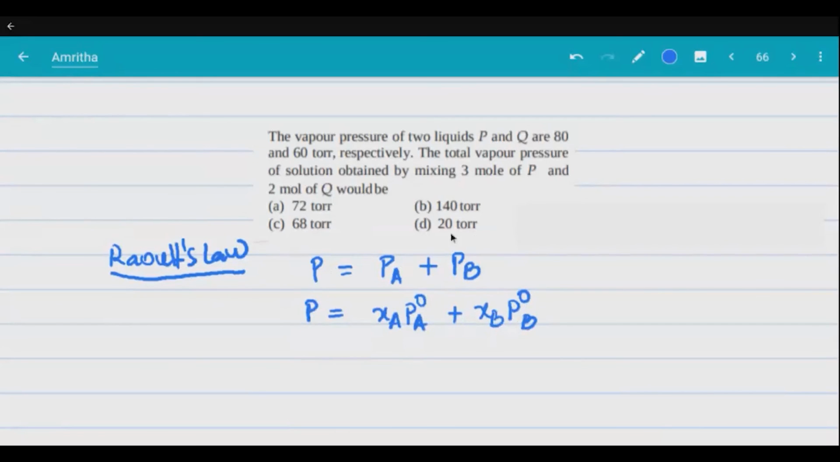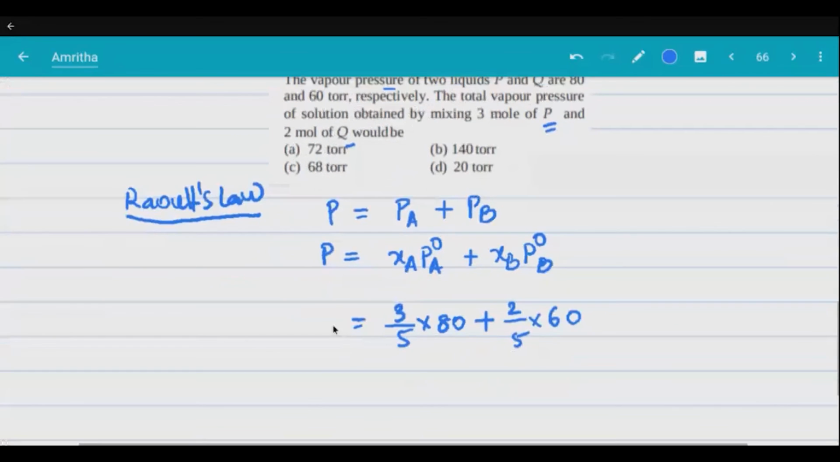What is the mole fraction of A? Mole fraction means respective moles. So for P and Q, like A and B I'm taking, the vapor pressure of pure liquids is 80 and 60. This is given. So mole fraction of P, 3 moles and 2 moles, so 3 by 5, into P naught A, 80 torr, plus mole fraction of B, 2 by 5, into 60.